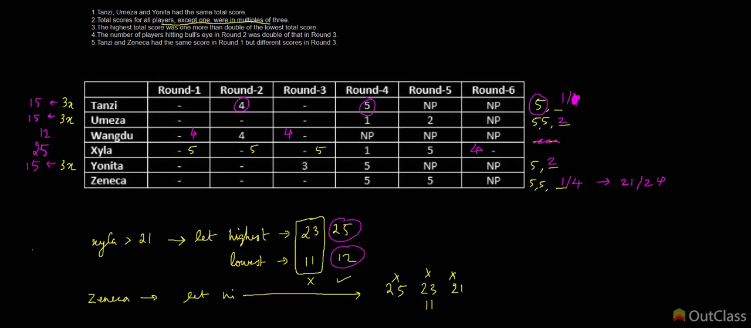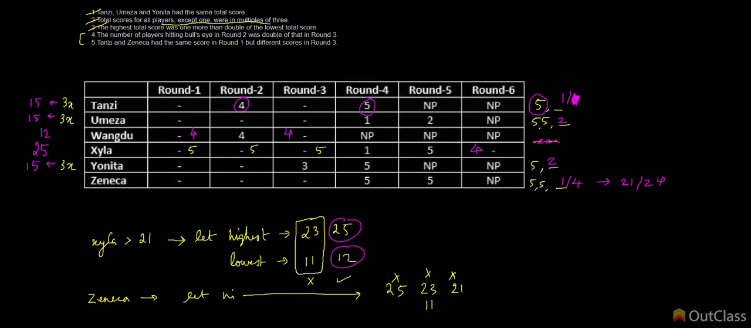Now let us quickly look at what we have used. Clue number 1, Tanzi, Umeza, Yonita have the same total score we have used. We found all of them to be 15. Total scores are all multiples of 3 used. Highest score is 1 more than double the lowest used. These are the two things that we have not used.